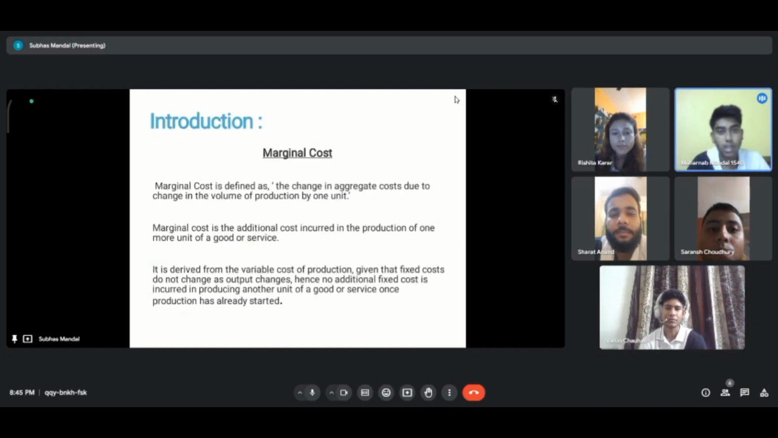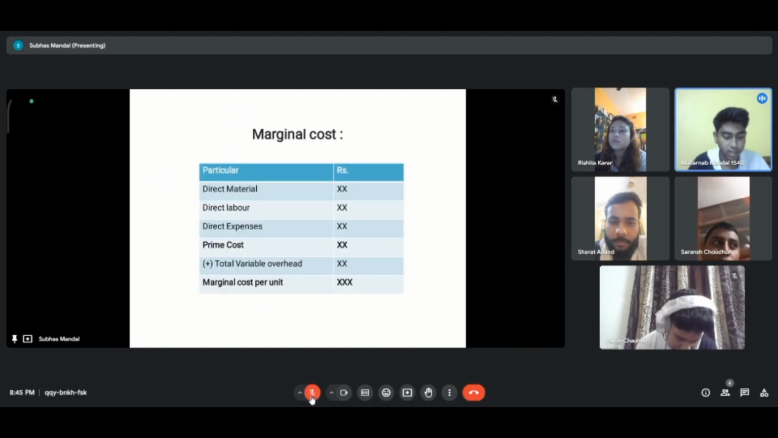Third slide, we are going to discuss the topic marginal cost. Marginal cost is defined as the change in aggregate cost due to change in the volume of production by one unit. Marginal cost is the additional cost incurred in the production of one more unit of a good or service. It is derived from the variable cost of production, given that fixed costs do not change as output changes. Hence, no additional fixed cost is incurred in producing another unit of goods or services once production has already started.